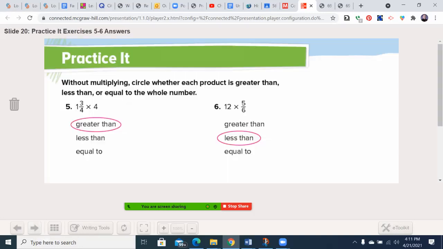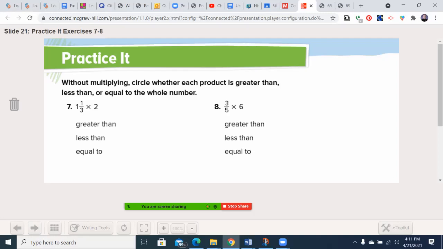All right, let's see how you did. It's greater than because this fraction, 1 3/4, is much bigger than 1. 12 times 5/6, 5/6 is less than 1. So our answer is going to be less than 12. So we get smaller.